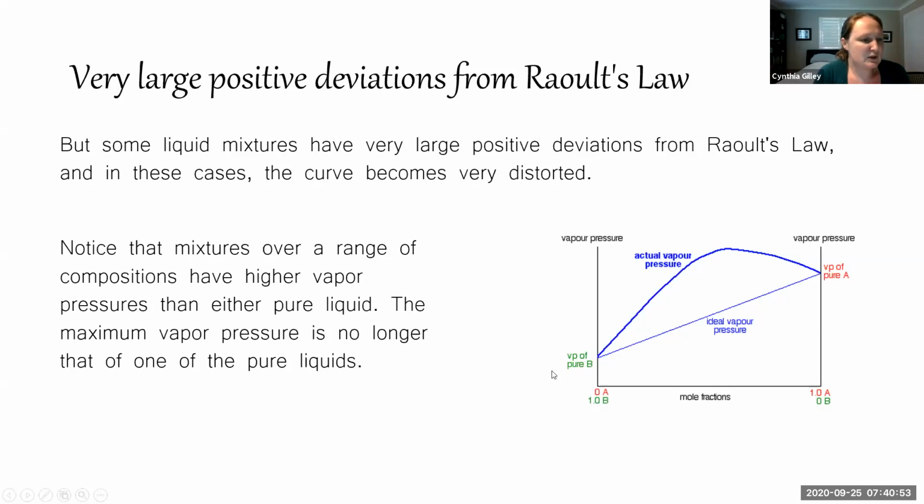So notice that mixtures over a range of compositions have a higher vapor pressure than either pure liquid. The maximum vapor pressure is no longer that of one of the pure liquids. So they drew this, and it's obvious it's not drawn to perfection. Okay? It's not drawn perfectly. However, it's supposed to show you that the vapor pressure of pure A is not the highest vapor pressure possible. So it's possible that some percentage of A and B in a mixture has a higher vapor pressure, right, than that of pure A.